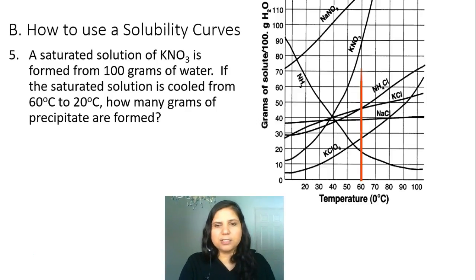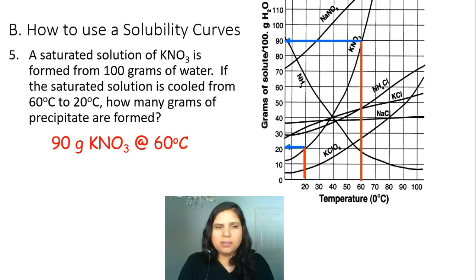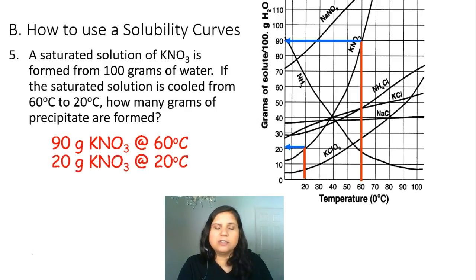So what we're going to do is first figure out how many grams will fit at 60 degrees. So for potassium nitrate, that's this line right here, KNO3, 90 grams will fit. And for 20 degrees, about 20 grams will fit. So at 60 degrees, 90 fits, 20 fits. Okay, so then what do we do with that information?